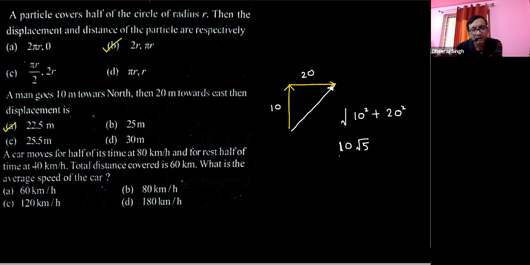Now you might be wondering whether 10 root 5 is 22.5 or 25.5. Just square it. 25 square is 625. So if this is less than 625, the square of that, the answer is A. Or you find out the square root, you know how to find it. Next question. Okay, many of you have already answered.